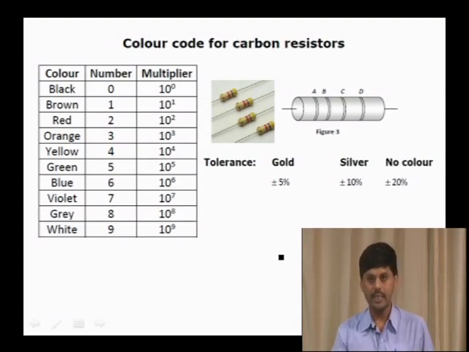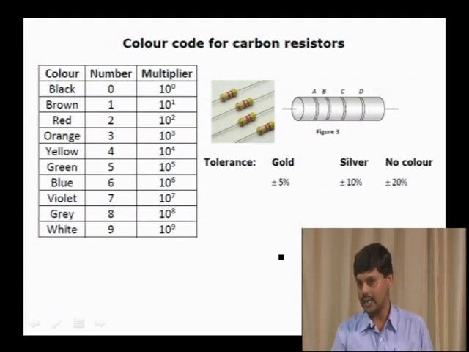Here we present the color, number and multiplier. The colors are black, brown, red, orange, yellow, green, blue, violet, grey, white. Black is 0, brown 1, red 2, orange 3, yellow 4, green 5, blue is 6, violet is 7, grey is 8 and white is 9. This is followed by the multiplier, as usual the power, whatever the number is, it is raised to the power of 10.